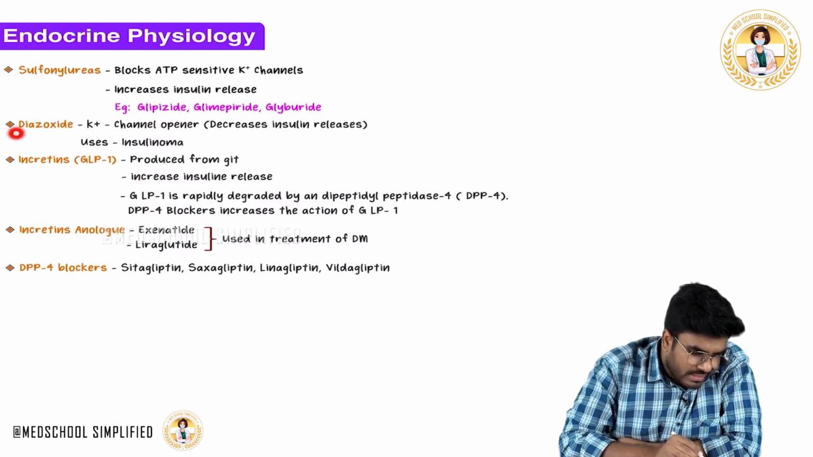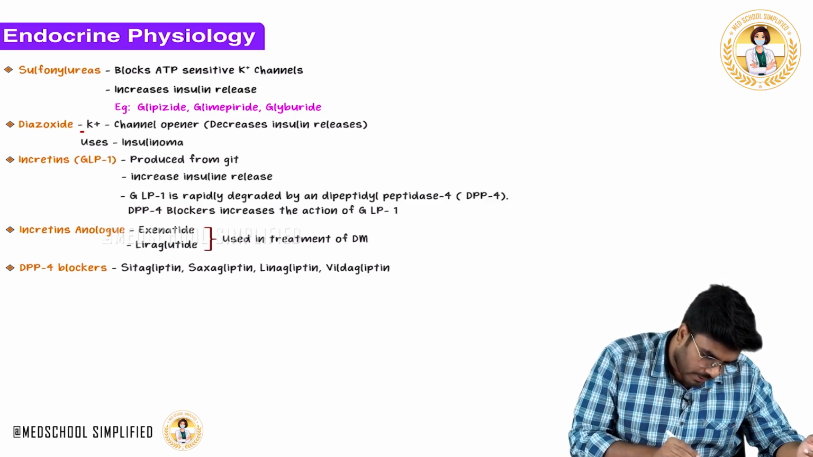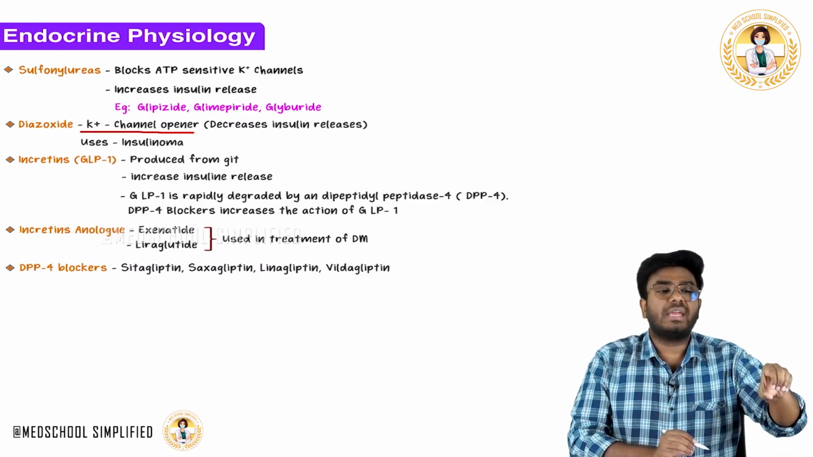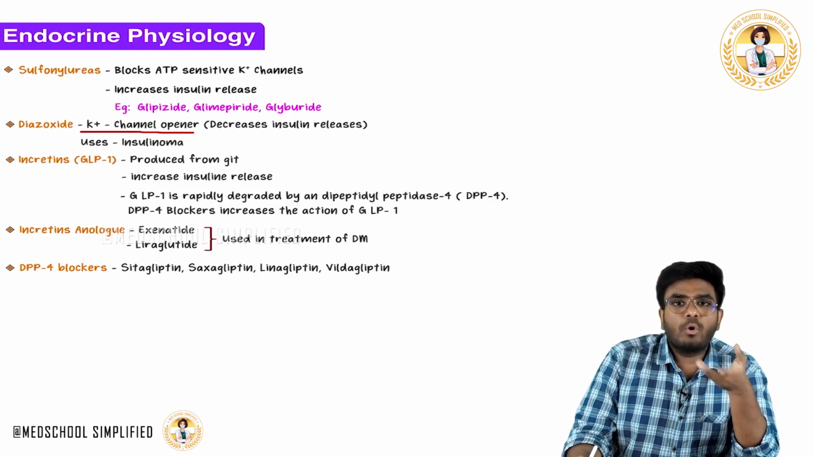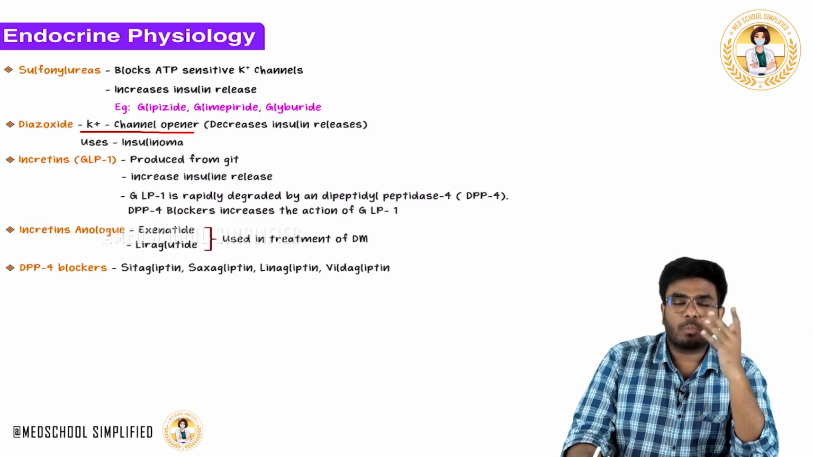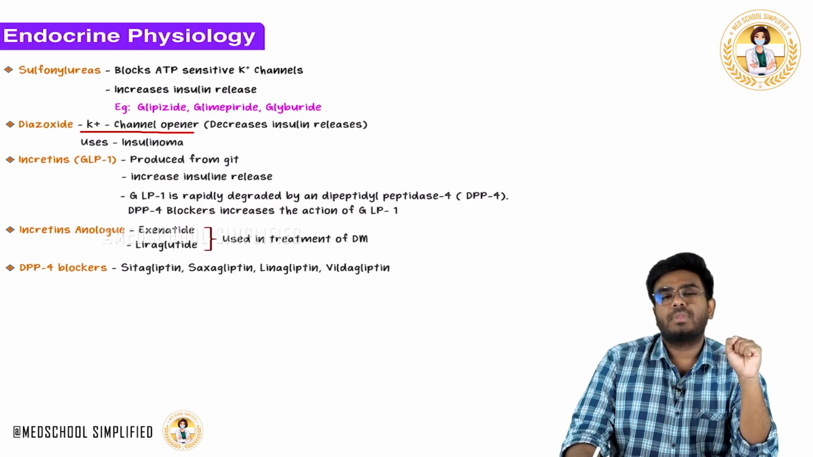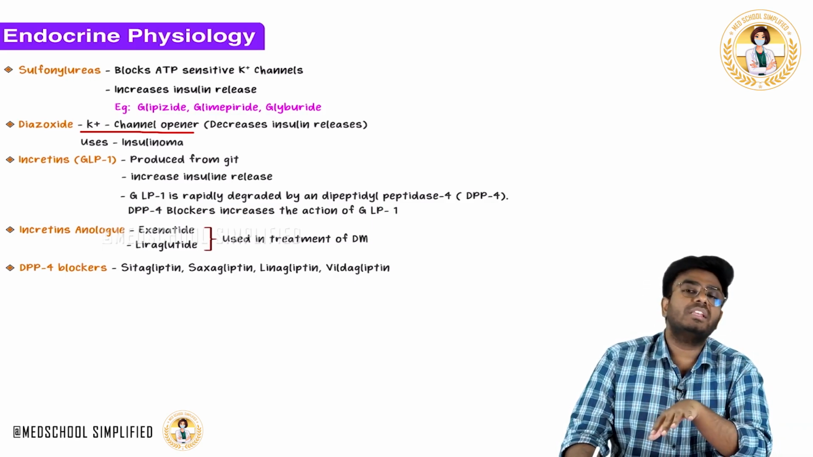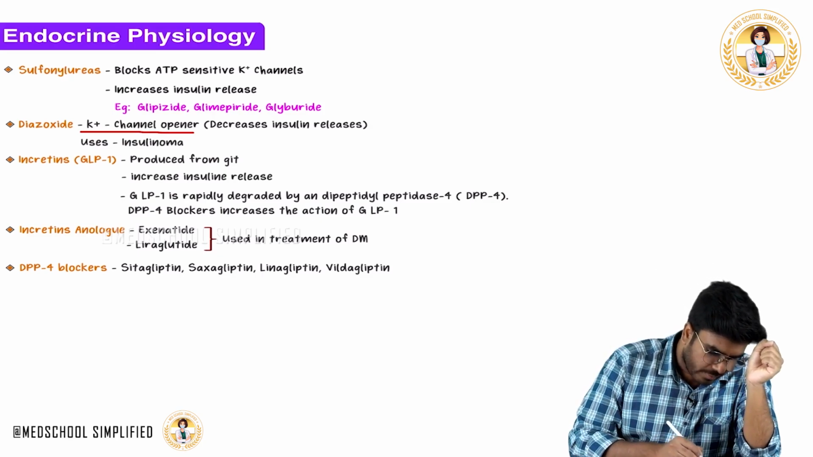Now, what is diazoxide doing? Please concentrate, guys. Diazoxide is a potassium channel opener. It opens the ATP sensitive potassium channel, so more and more potassium is going out of the cell. When more potassium goes out, the cell will undergo hyperpolarization. Potassium is going out, positive charges are going out, so the cell will undergo inactivation or hyperpolarization. So, will more insulin be released or less insulin? Less insulin will be released. So diazoxide decreases the insulin release.